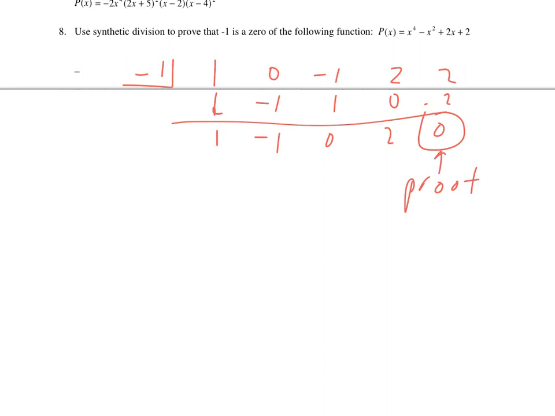So there's no real answer. It's just kind of your work showing that that remainder comes out to 0 proves that negative 1 is a 0 of the function.